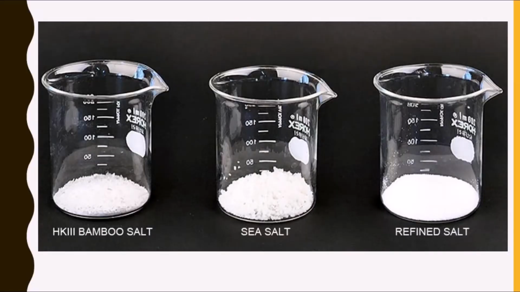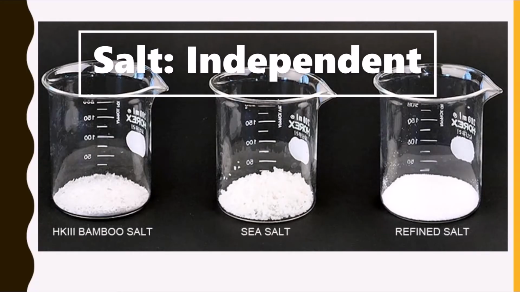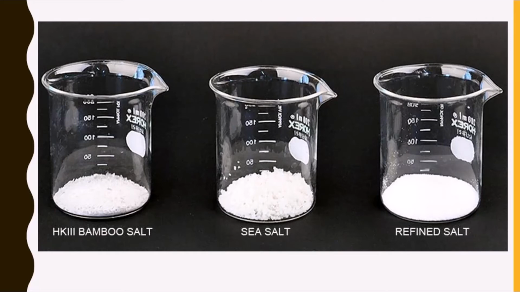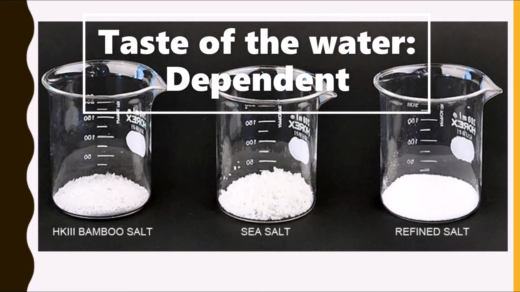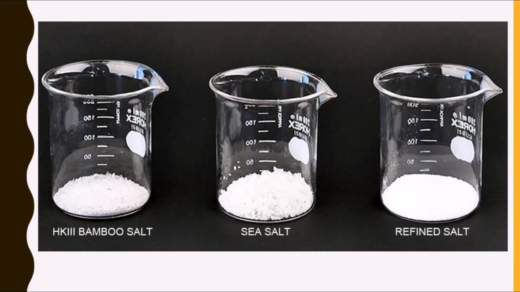The amount and quality of salt is the independent variable since it will determine the salinity of water. Meanwhile, the dependent variable is the water itself because its salinity depends on the quality and amount of salt added in it.